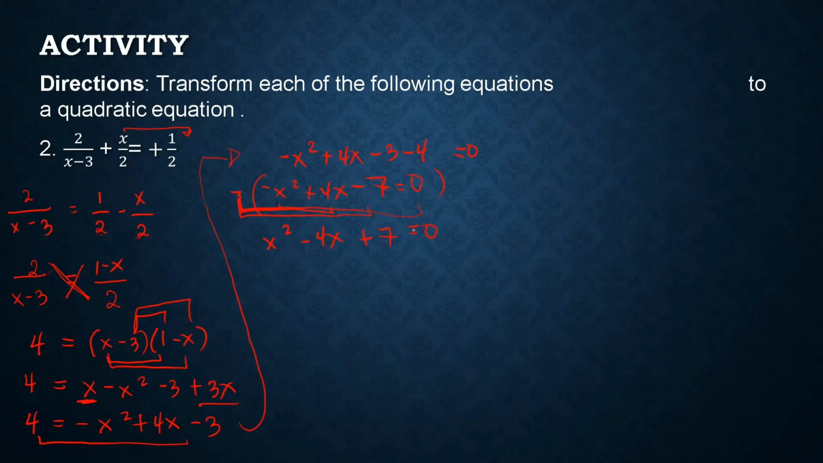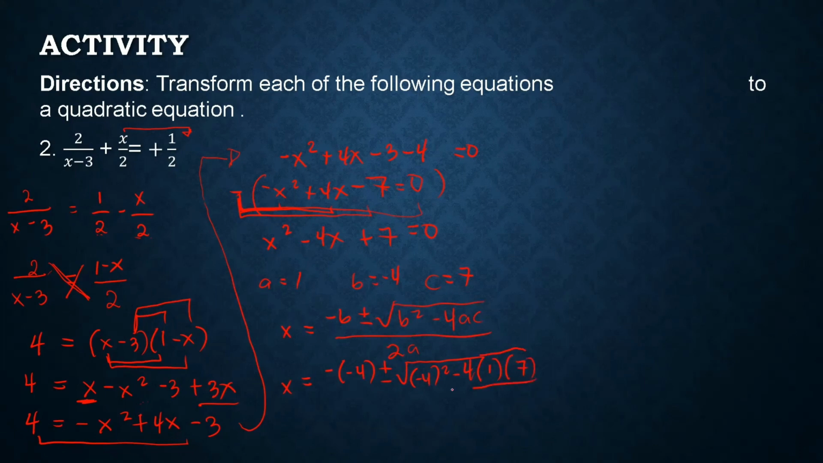Now we have the quadratic equation. Now we will proceed to solving the roots of this quadratic equation using the quadratic formula. Now let's identify the values of a, b, and c. So a is equal to 1, b is equal to negative 4, and c is equal to positive 7. Then substitute them into the formula. Negative b plus or minus the square root of b squared minus 4ac over 2a. Then it becomes x is equal to negative times negative 4, which is the value of b, then plus or minus the square root of negative 4 squared minus 4 times our a, which is 1, and then our c is positive 7. Then over 2a, which is 2 times 1.